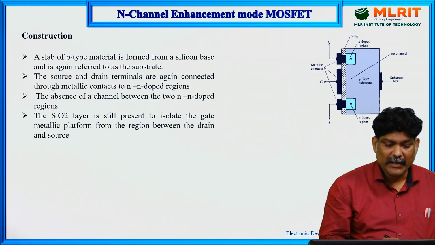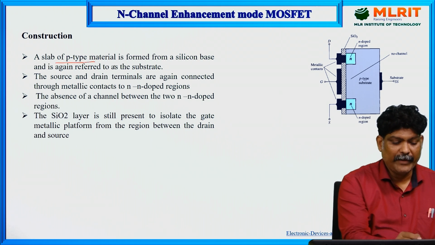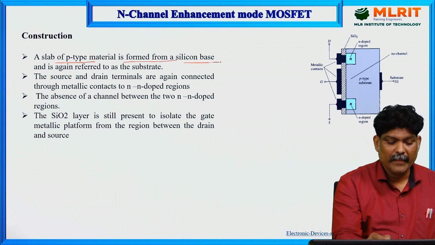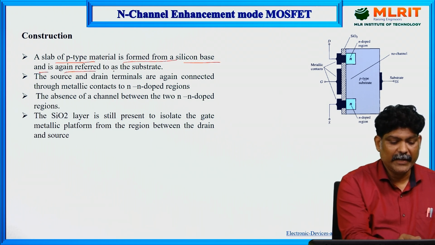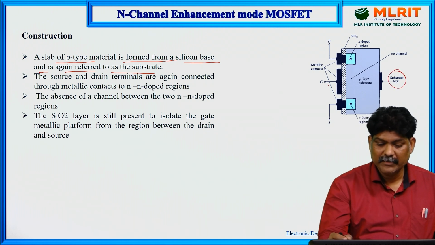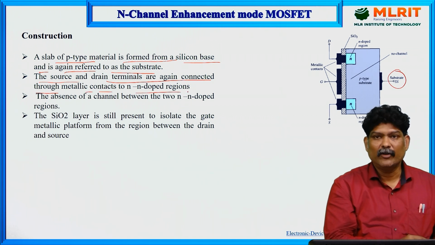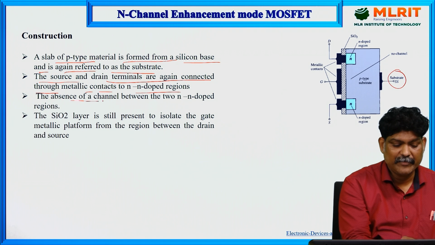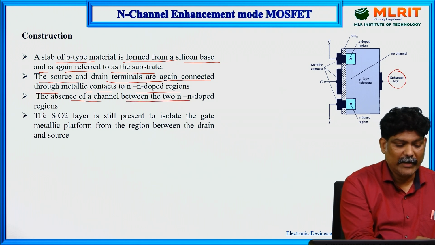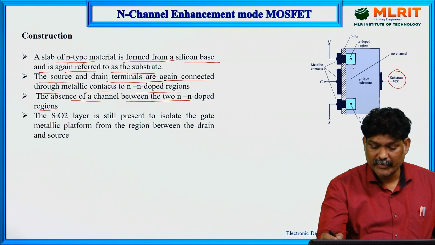Now, the N channel enhancement mode MOSFET. A slab of P type material is formed from a silicon base and is again referred to as the substrate. The source and drain terminals are again connected through metallic contacts to N-doped regions. The absence of a channel between the two N-doped regions is what makes it enhancement mode. If you observe here, there is no channel.